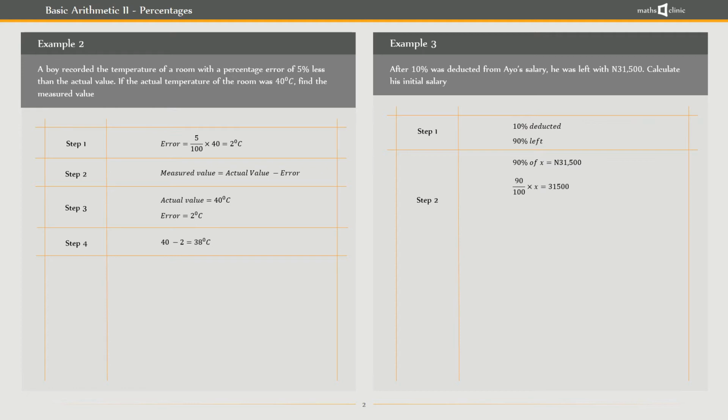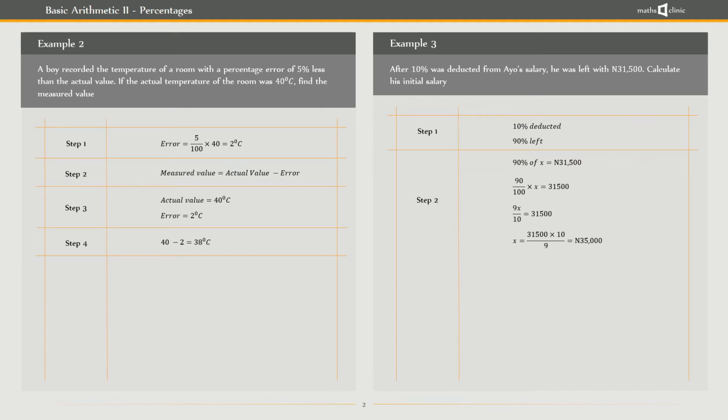We can say that 90 divided by 100 multiplied by x equals 31,500. When we simplify that, we can cross out some zeros, and we have 9x over 10 equals 31,500. We can cross multiply, and what we have is x equals 31,500 multiplied by 10 divided by 9, and that gives Ayo's initial salary as 35,000 naira.